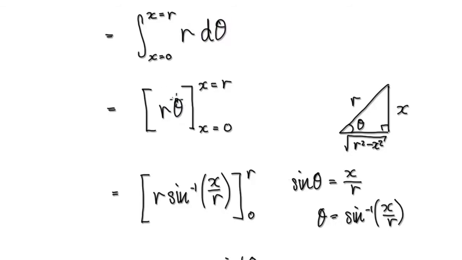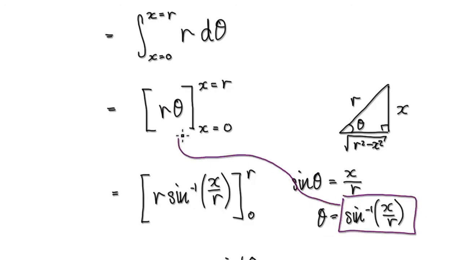But we don't want the answer in terms of theta. So we will need to go back to our original diagram and then translate this theta. If you look at this, sine the angle equals opposite over hypotenuse. We want theta. So inverse sine equally to both sides. That will then give you this. So theta is this thing here. So we can now put this back into here. So this block here will then become this.